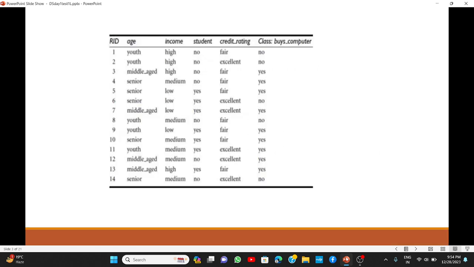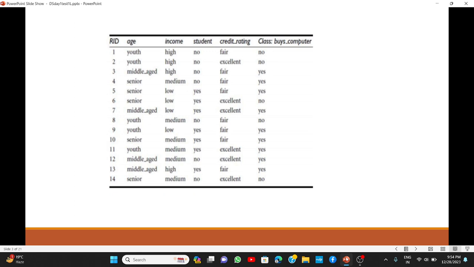the generated rules. So in this problem, we are given four data set attributes: age, income, student, credit rating, and class buys computer. Given this particular data set, we have to build a decision tree using the ID3 algorithm, and then we have to classify this new example into one of the classes, yes or no.